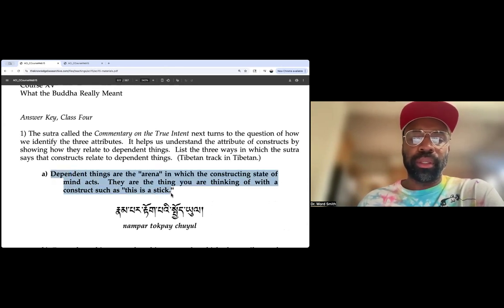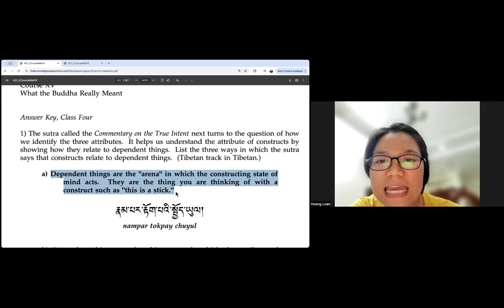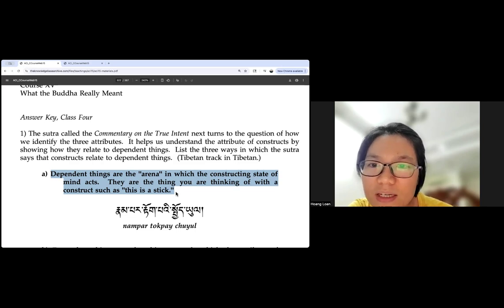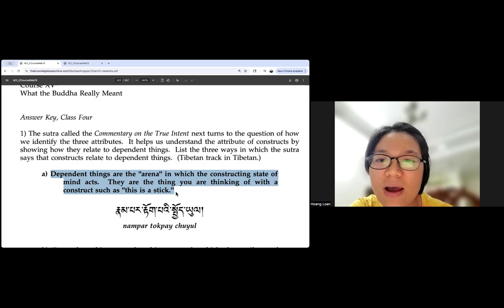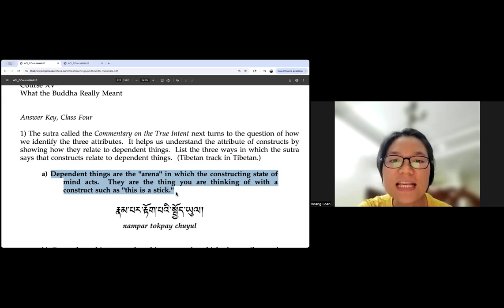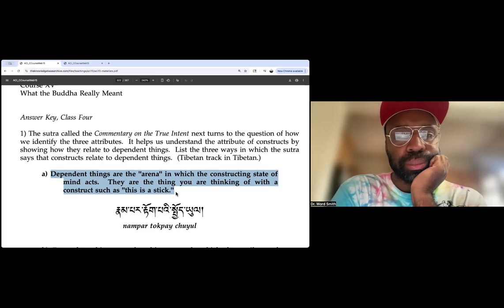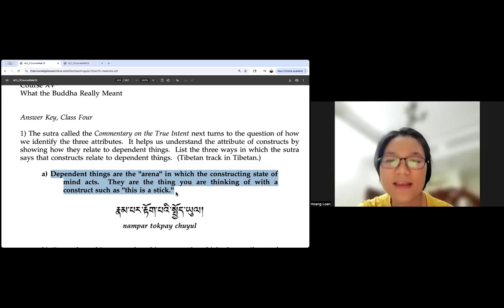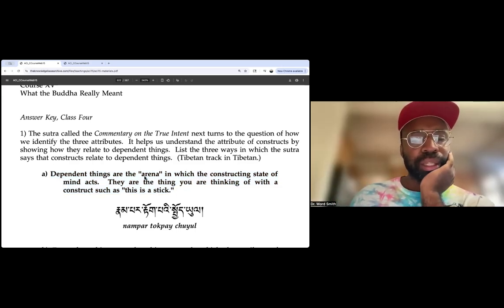All right, Lauren, read this. Dependent things are the arena in which the constructing state of mind acts. They are the things you are thinking of with a construct, such as, this is a stick. Yeah, good. Exactly. So this is the thing that the construct is based on in some way.